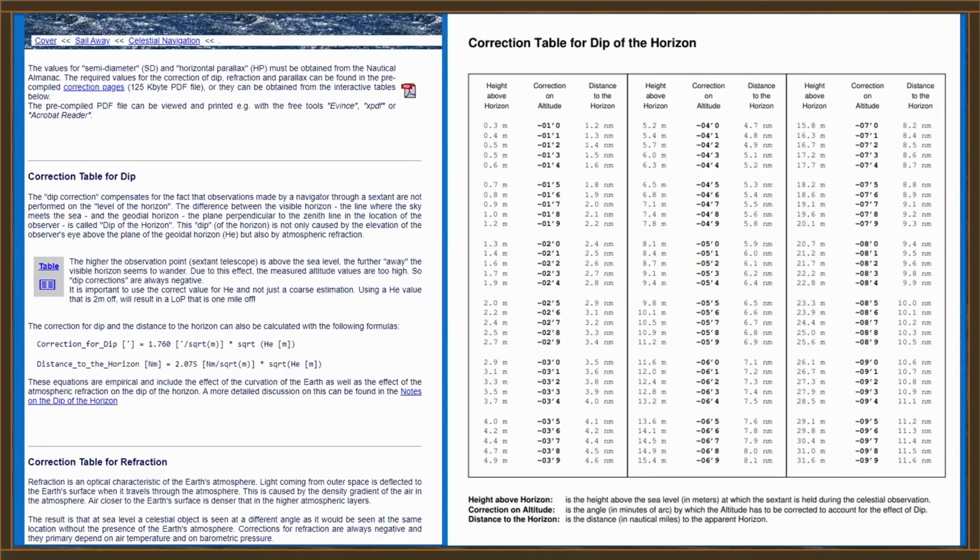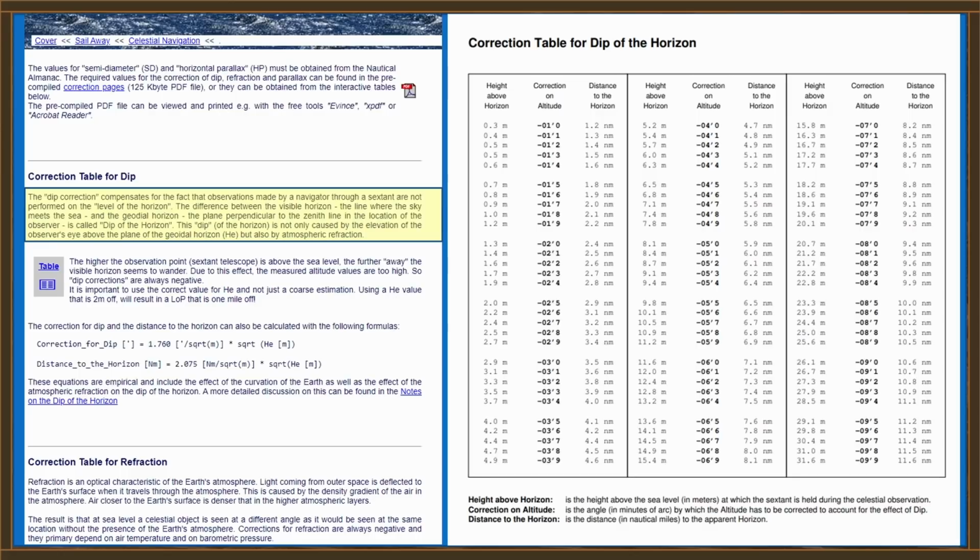Atmospheric refraction is accounted for in the correction table for dip of the horizon. The dip correction compensates for the fact that observations made by a navigator through a sextant are not performed on the level of the horizon. The difference between the visible horizon, the line where the sky meets the sea, and the geoidal horizon, the plane perpendicular to the zenith line and the location of the observer, is called dip of the horizon.